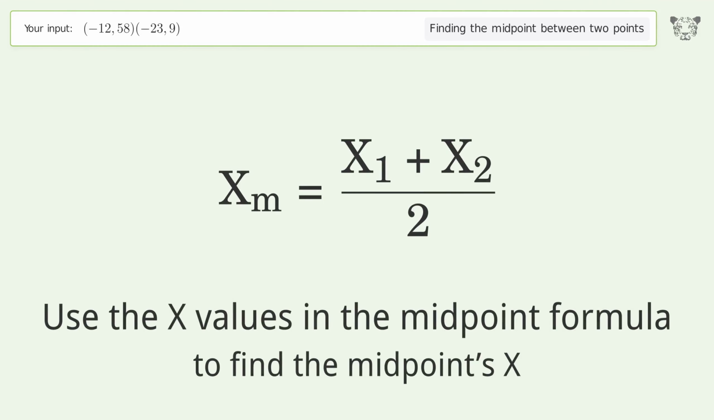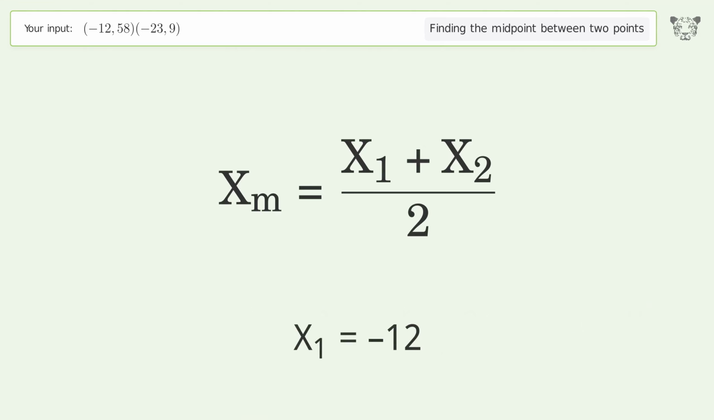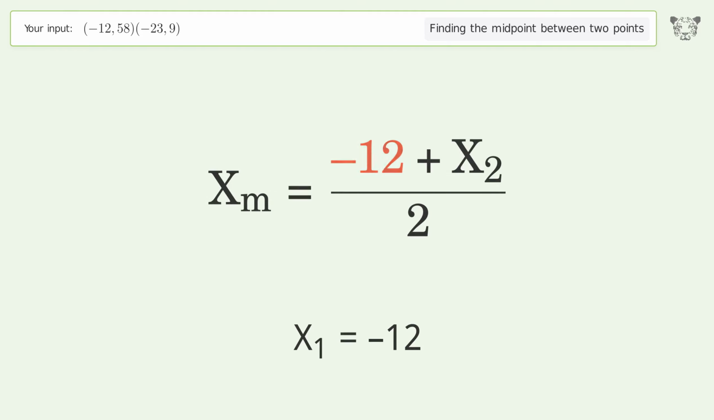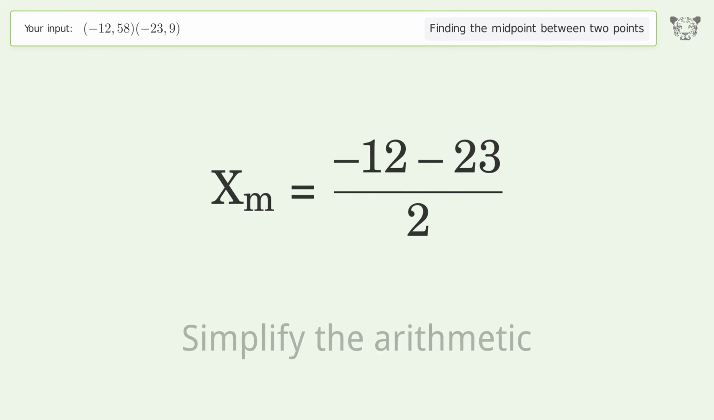Use the x values in the midpoint formula to find the midpoint's x. x1 equals negative 12. x2 equals negative 23. Simplify the arithmetic.